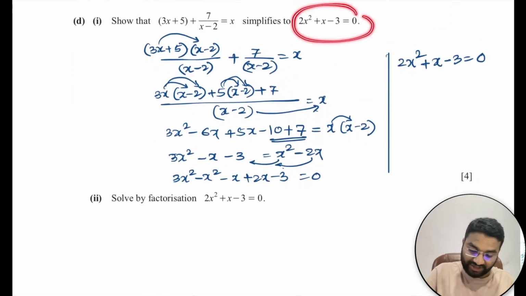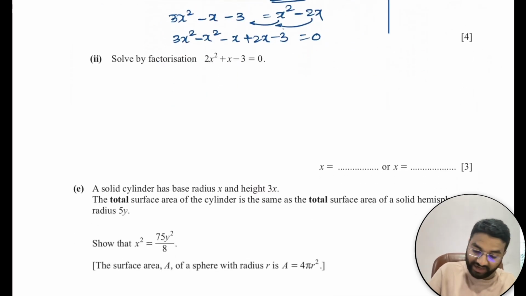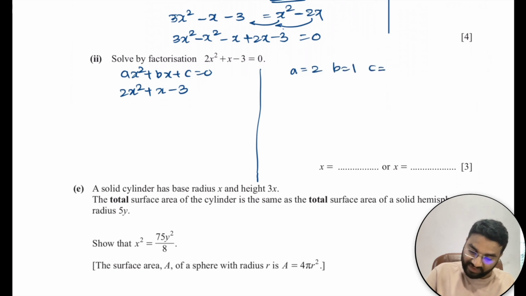So same thing, actually we have to factorize here. So factorization, again we will learn this factorization. This is like a kind of puzzle. Okay, so here we have to compare with ax square plus bx plus c is equal to 0. So here 2x square plus x minus 3, and I will write a as 2, b as 1, c as negative 3. So b is 1, a times c is 2 times negative 3, which is negative 6.